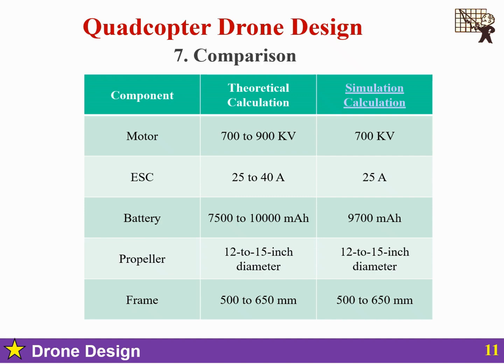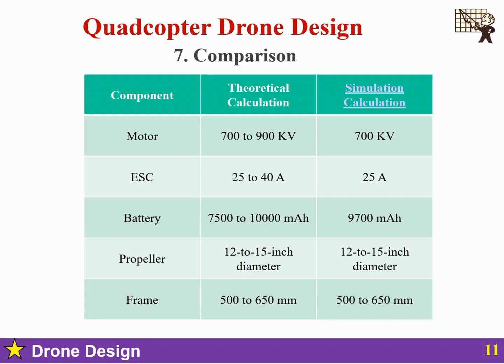The third is battery capacity. For the theoretical calculation we get 7500 to 10,000 mAh, and when we simulate it for a 3 kg drone we get approximately 9700 mAh, which also lies within the range that we get in theoretical calculations.